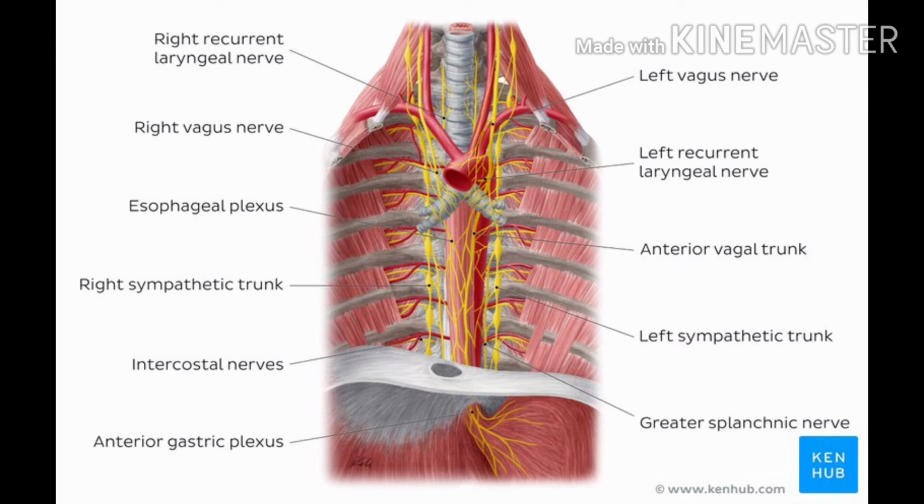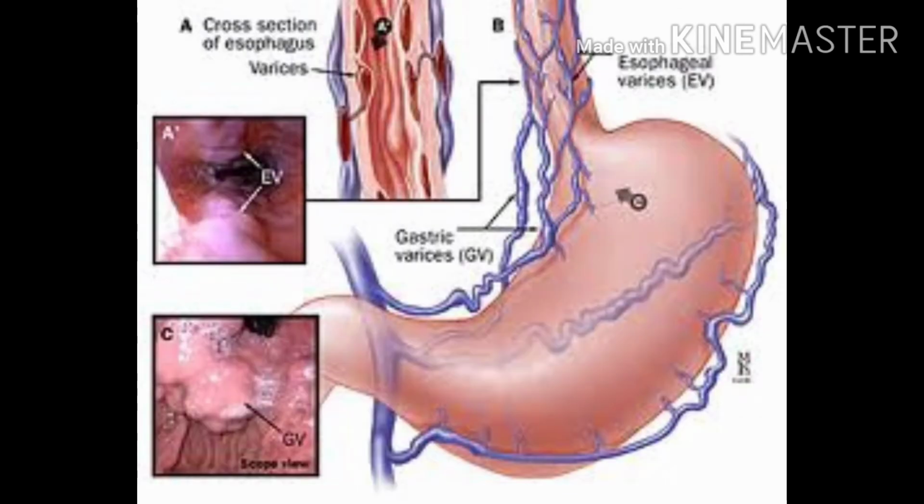Nerve supply of esophagus. The esophagus is supplied by both parasympathetic and sympathetic fibers. The parasympathetic fibers are derived from recurrent laryngeal nerves and esophageal plexus formed by vagus nerves. They provide sensory, motor and secretomotor supply to the esophagus. The sympathetic fibers are derived from 5th thoracic spinal segment to 9th thoracic spinal segments. These are sensory and vasomotor in function.